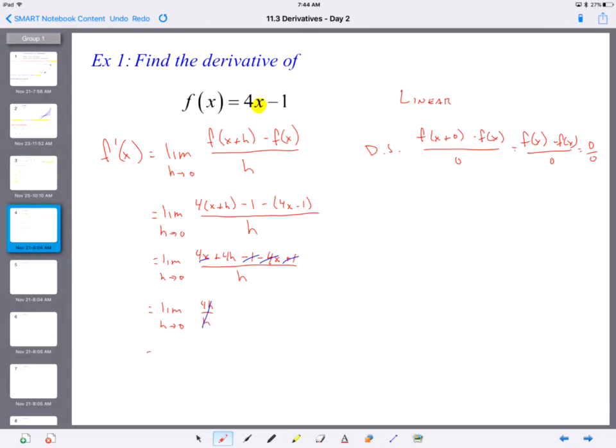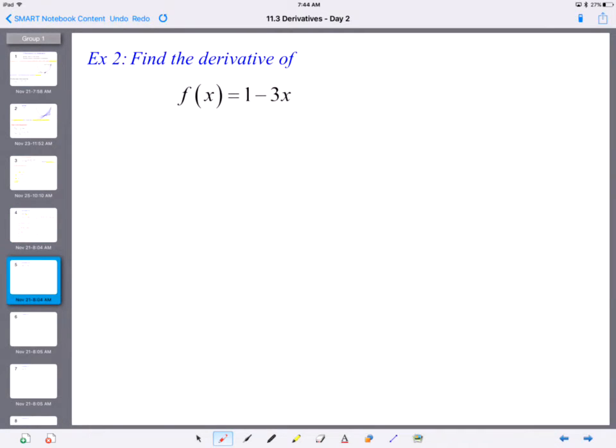And so now we're left with the limit as h approaches 0 of 4. Well, what's the limit as h approaches 0 of 4? Well, 4 is just a horizontal line. So as h gets closer and closer to 0, from the left and from the right, it's approaching that same value of 4. So the derivative of the function is the limit as h approaches 0 of 4, which is equal to 4. And we'll talk more about what that means, but we know it has to do with the slope of a tangent line.